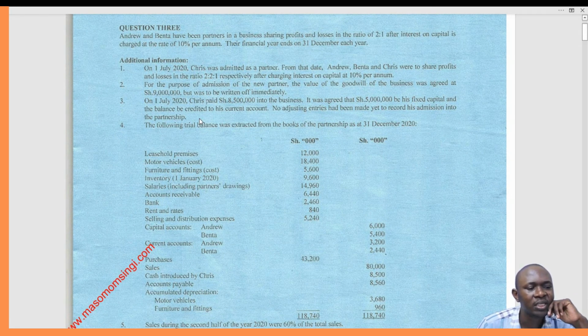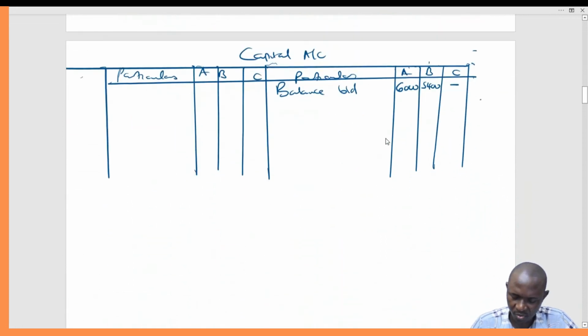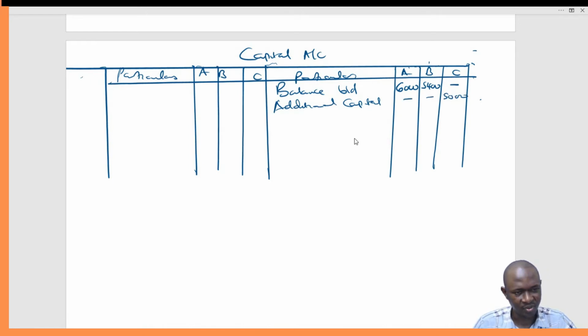On 1st July 2020, Chris paid 8,500 into the business. It was agreed that 5,000 be his fixed capital and the balance be credited to his current account. No adjusting entries have been made to record his admission into the partnership. So 5,000 was his contribution to the capital account. So we'll simply come here and say additional capital. And the additional capital was from C, how much? 5,000. Yeah, so we have captured that well.